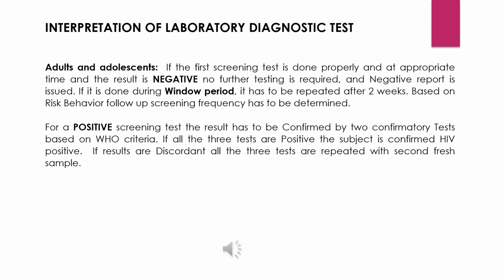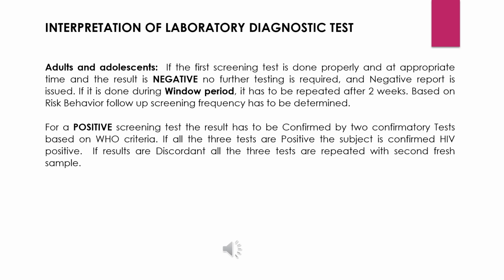Interpretation of the tests according to the WHO criteria for adults and adolescents. If a screening test is done properly at the appropriate time, that is after 3 or 4 weeks of infection, and the result is negative, no further testing is required, and the negative report is issued to the client. If it is done during the window period, that is the first 3 weeks, then it has to be repeated after 2 to 3 weeks, and based on the risk behavior, a follow-up screening frequency has to be determined.